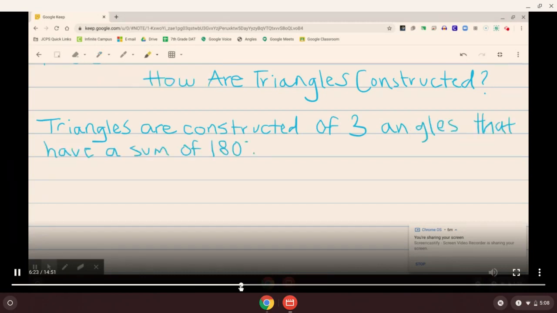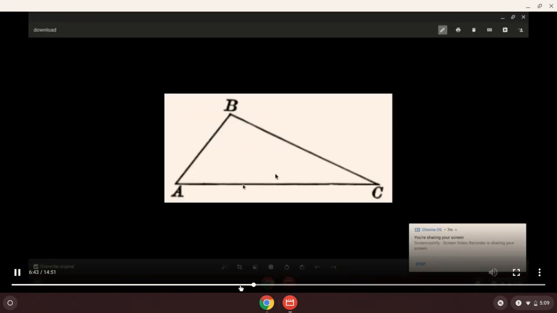Today, first off, we want to start by saying that triangles are constructed of 3 angles that have a sum of 180 degrees. What this means is that those 3 angles inside of a triangle all equal, when added up together, 180 degrees. So here's a triangle. We have angle A, angle C, and also angle B. When those 3 angles are added up, the degrees of all of them added together equals 180 degrees. And this is specifically for a triangle.